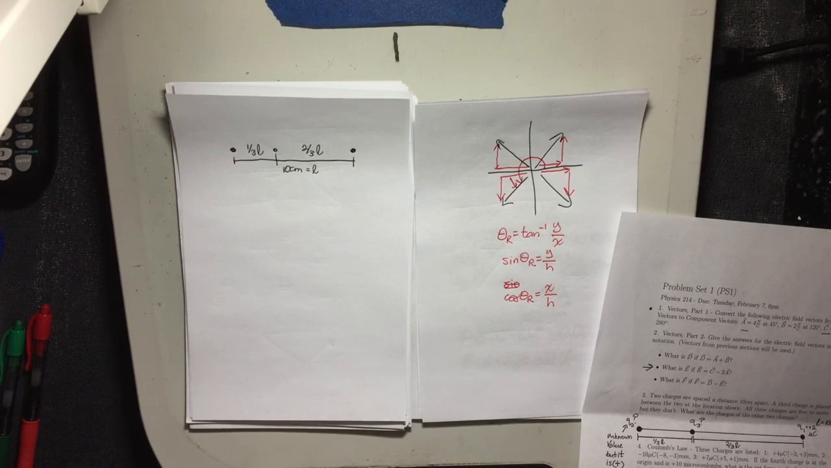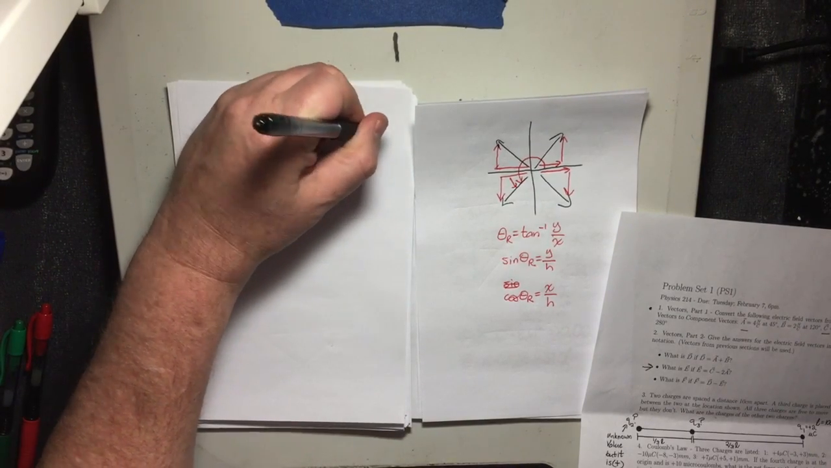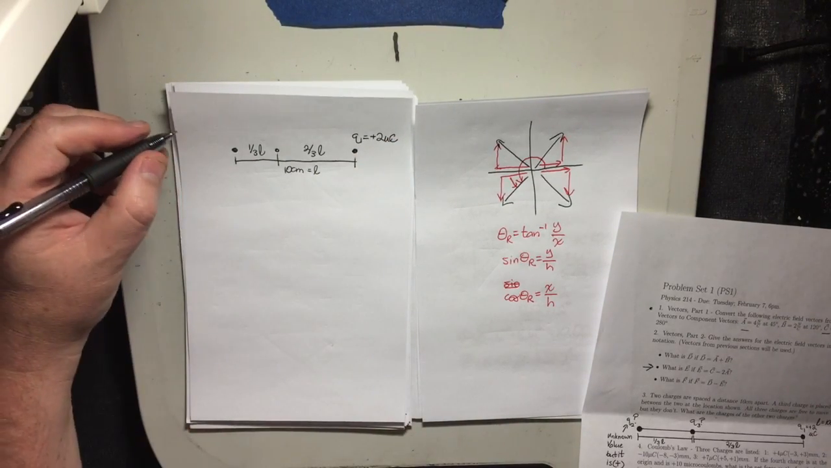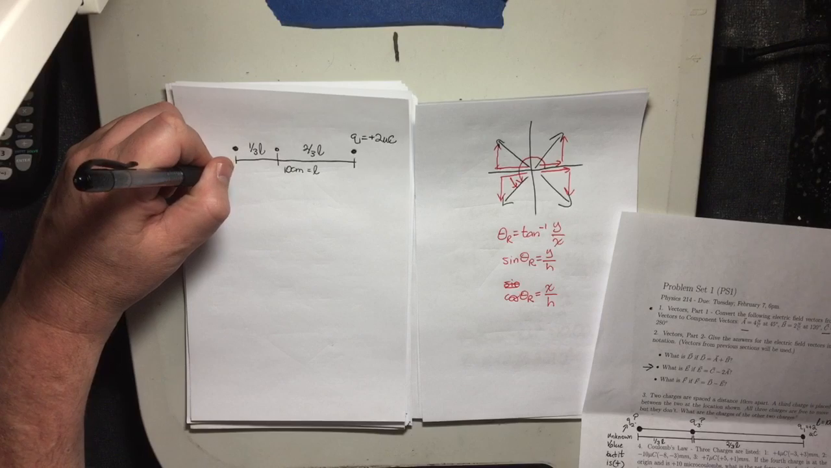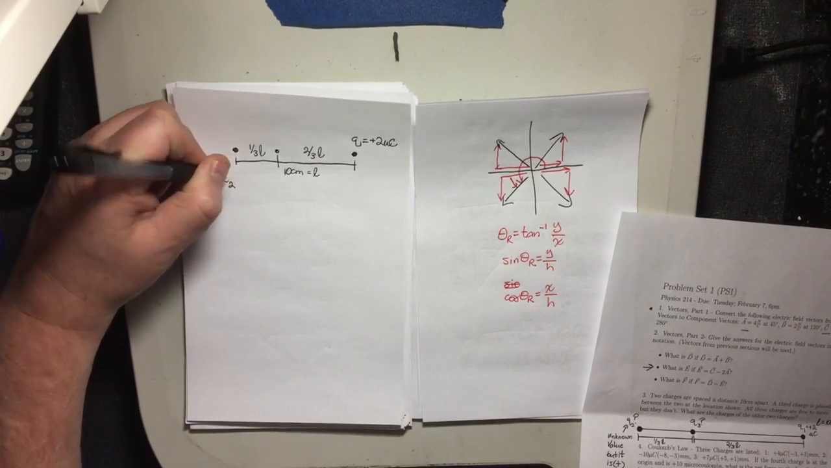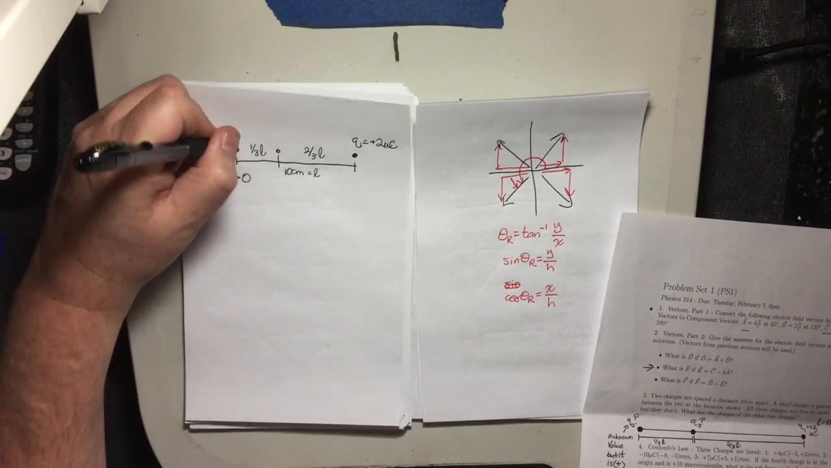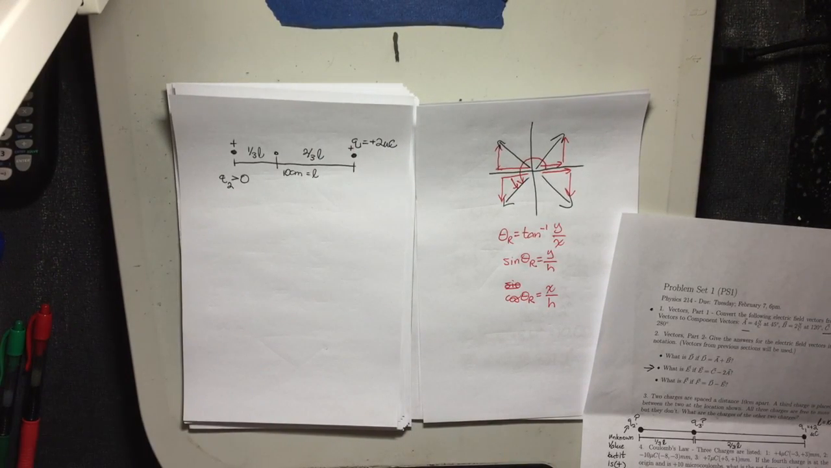All three charges are free to move, but they don't. What are the charges of the other two charges? So, Q1 is given. It is positive 2 microcoulombs. This is an unknown charge, but it is positive, so Q2 must be greater than 0. So this is a positive charge. That is a positive charge.